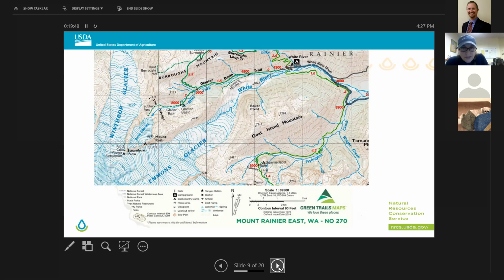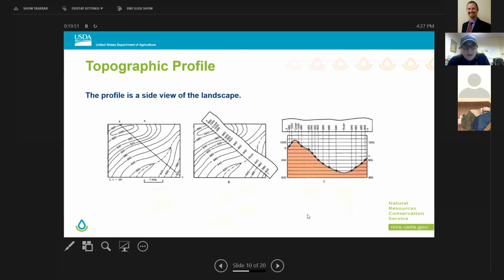All right, let's go to our next. All right, so here's a couple views of the landscape again. If you set up a line from X to Y, it's going to cross all of those contour lines. And the second one, it's actually pulled out those elevations across that line. And then in C, you actually see it depicted.